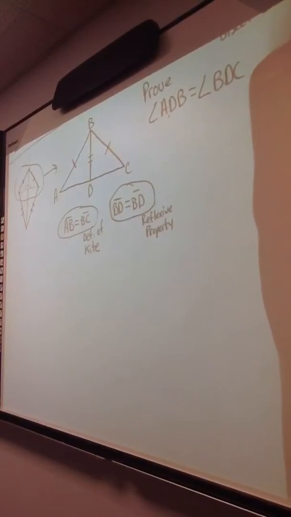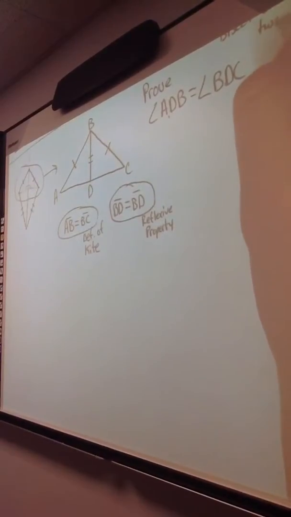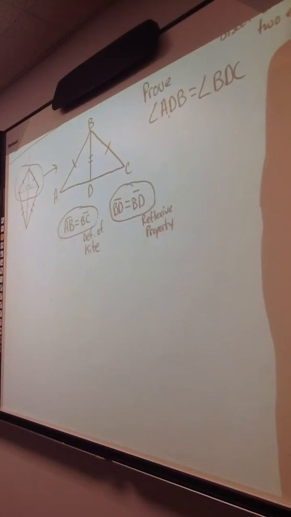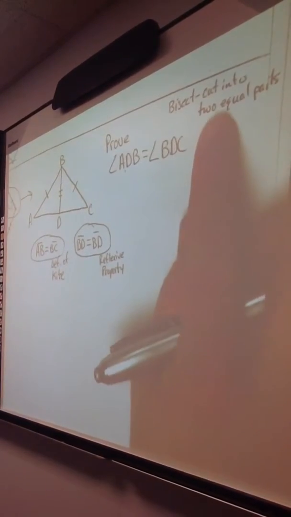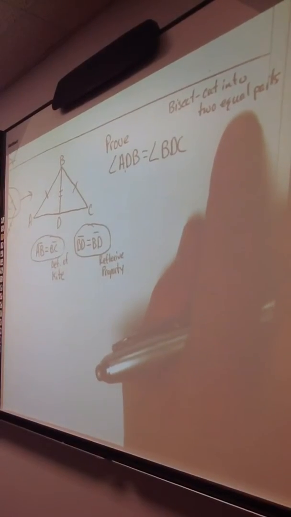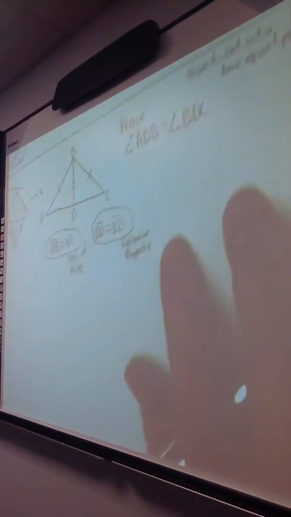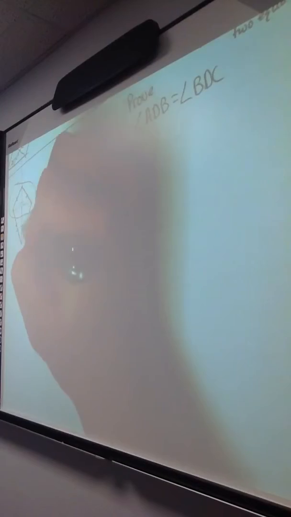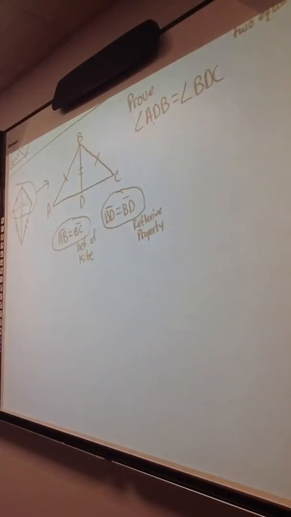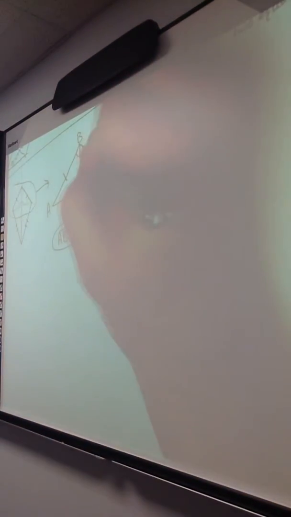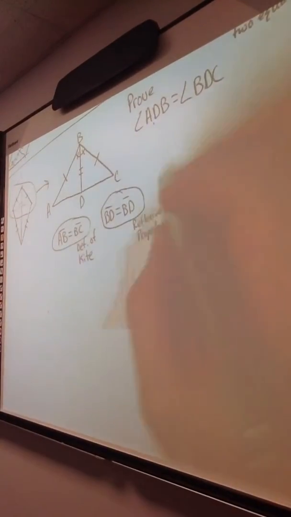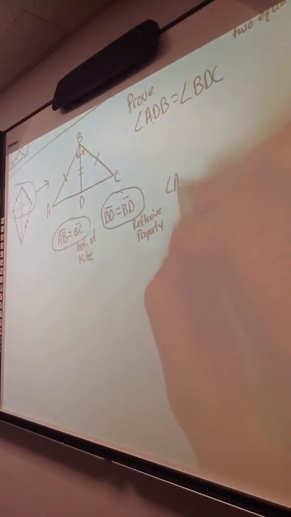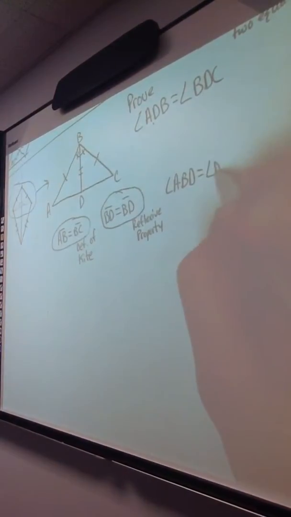I thought we talked about this a long time ago, so maybe you don't remember. To bisect means to cut into 2 equal parts. And when you draw a diagonal, you are cutting it exactly in half like that. So these angles are equal. So we could put that on here. Angle ABD equals angle DBC.